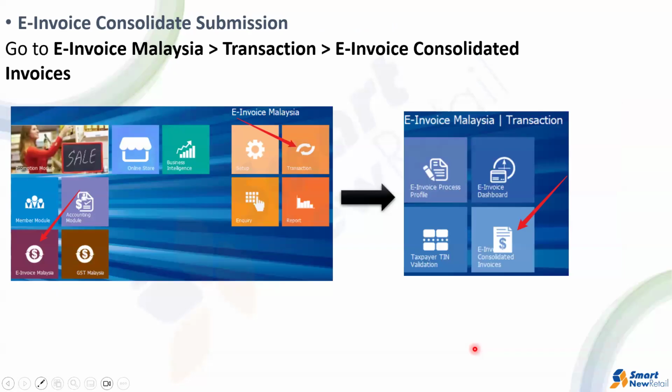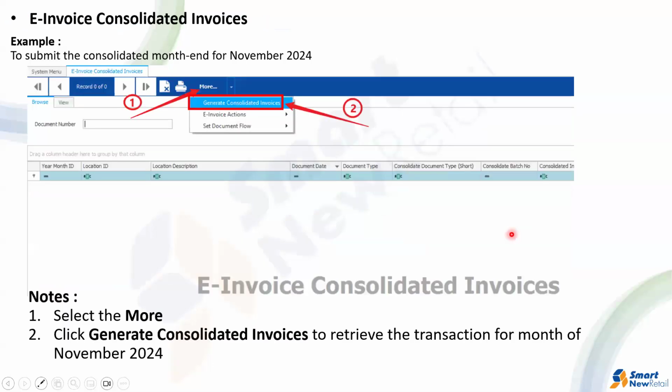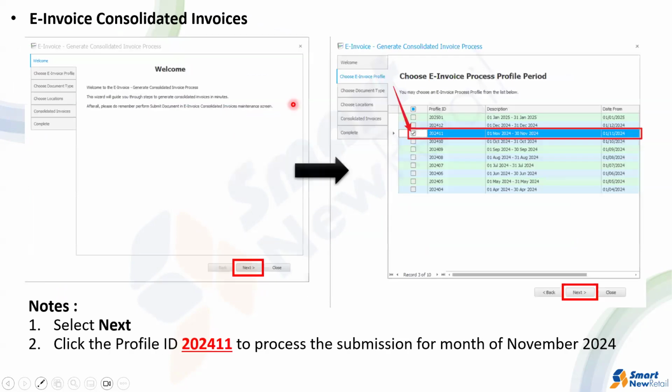Okay, so how do you create a consolidated invoice? You can go to E-Invoice Malaysia, go to Transaction, and go to E-Invoice Consolidate Invoice here, just below the dashboard. After you click open, you can go to More, Generate Consolidate Invoice. You go through a wizard. For the first page, it's just a welcome page, so you can directly click next. Sorry, the next page is here. After you click next, this is the next page.